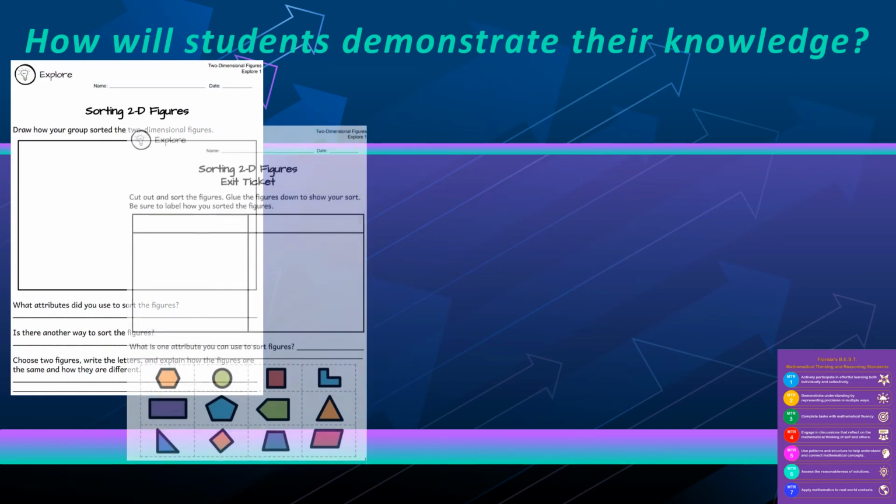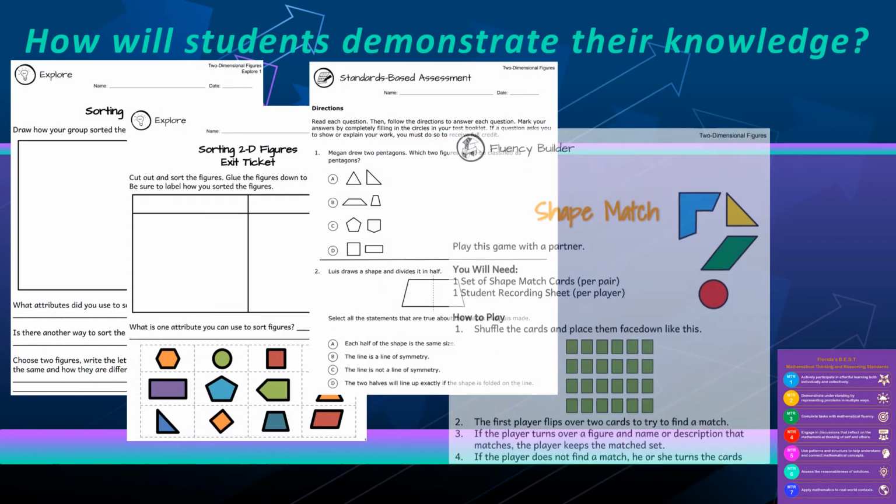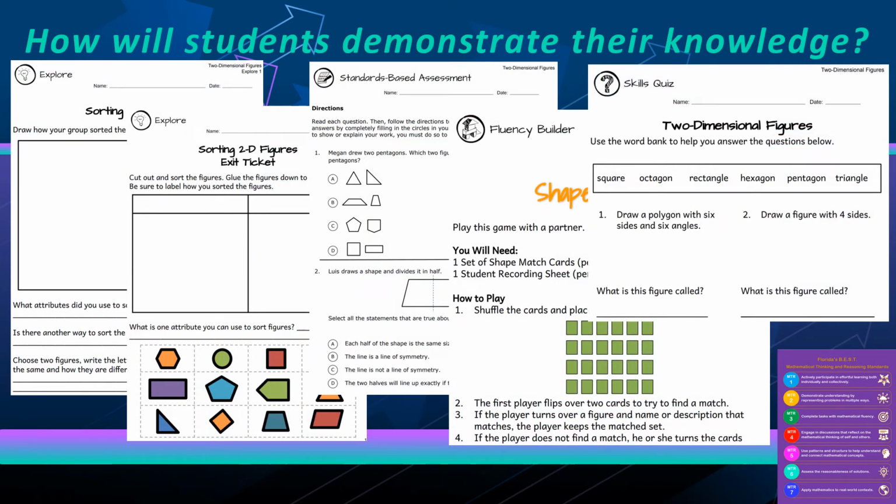Throughout this unit of study, we should see multiple opportunities for students to demonstrate their knowledge and understanding. This could include student journals, exit tickets, standards-based assessment tasks, fluency builder games, and skills quiz. These tasks can involve sorting, classifying, naming shapes and attributes, and drawing them.